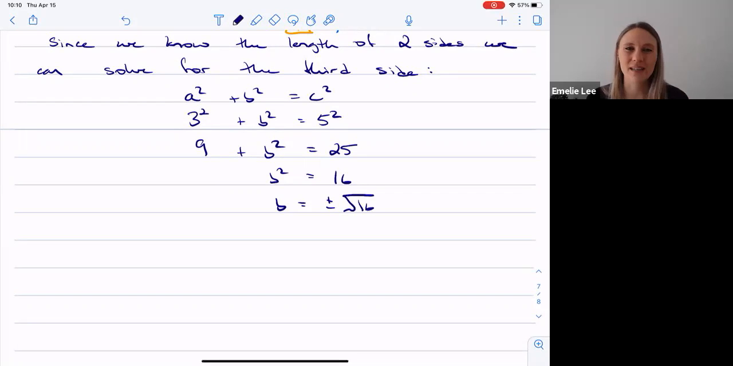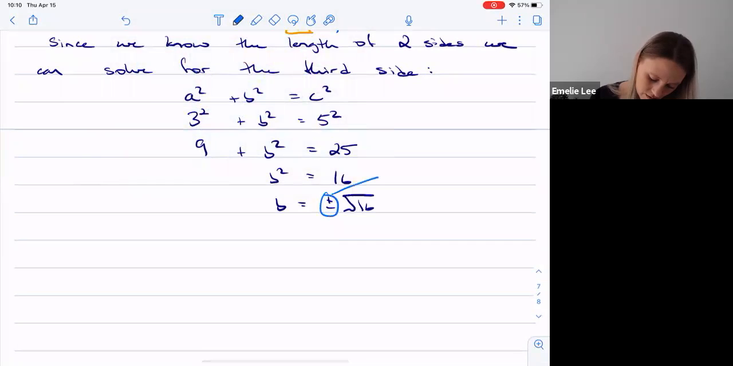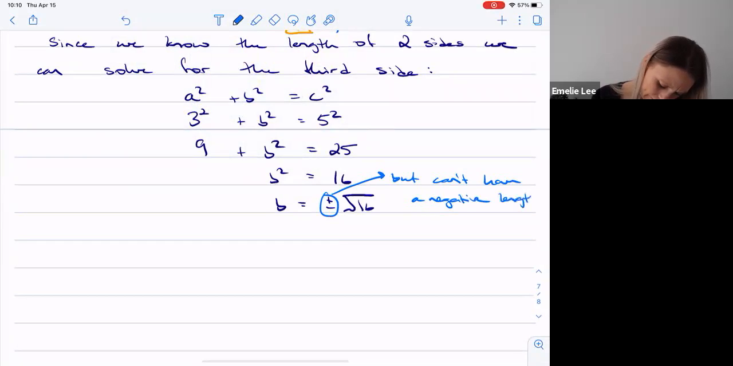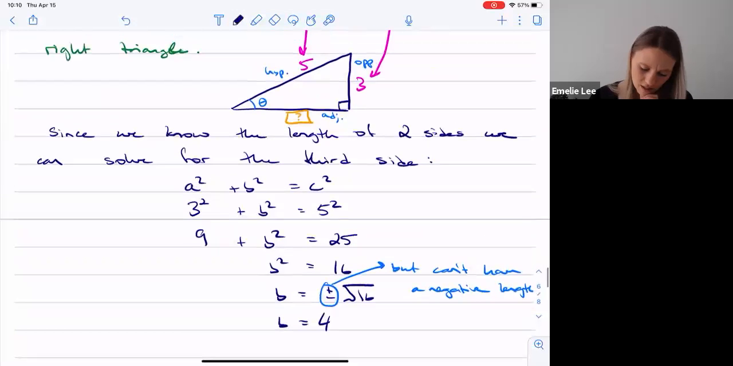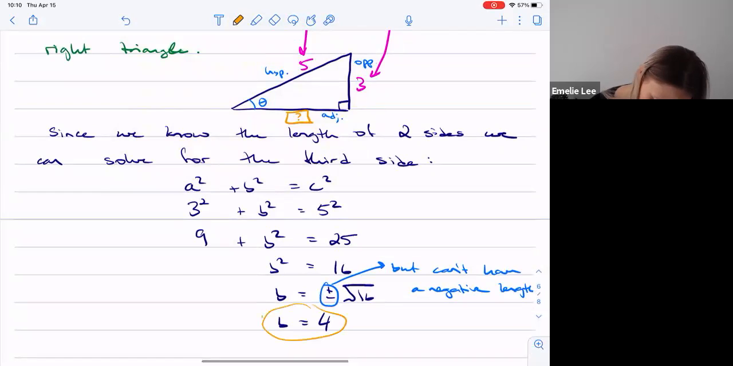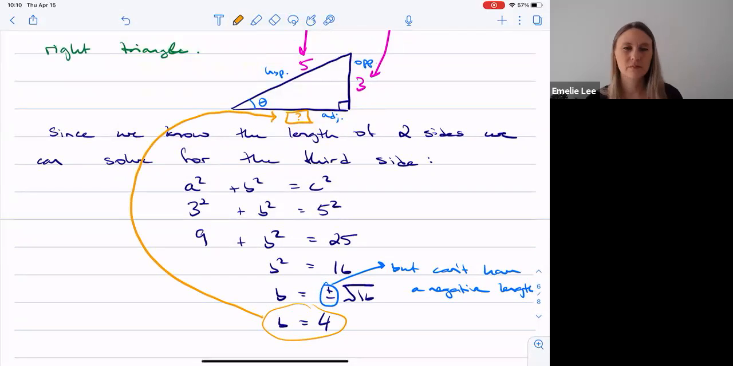I can't have a negative length, right? But can't have a negative length. So b must be 4. Okay. And that's what I take up here. Okay.